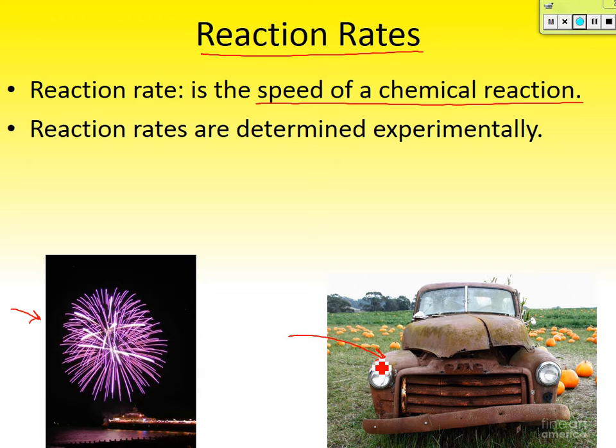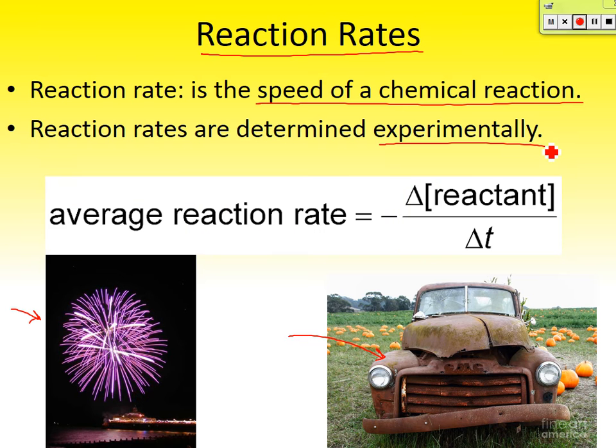Reaction rates have to be determined experimentally. So if you want to determine a reaction rate for a chemical reaction, you have to determine it experimentally in the lab and measure how long it takes for it to occur. So how do they calculate reaction rates? Well, the average reaction rate is equal to the change in the concentration of the reactant. So these brackets here mean concentration in terms of molarity of the reactant divided by the time that the reaction takes.